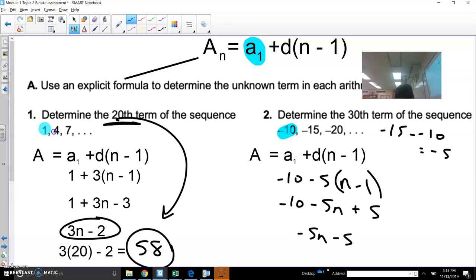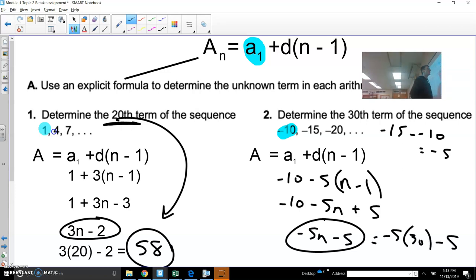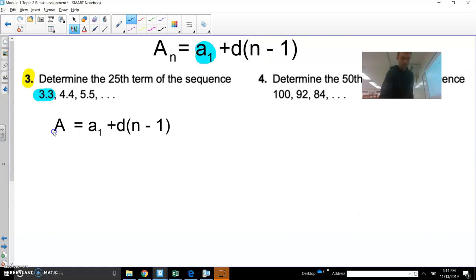So now I have a formula for generating any number in the sequence that I want. So if I want the 100th number, make n 100. Well, I want the 30th number. So negative 5 times 30 minus 5. This ends up giving you negative 155. If that went a little quick, back the video up and watch it a little more.